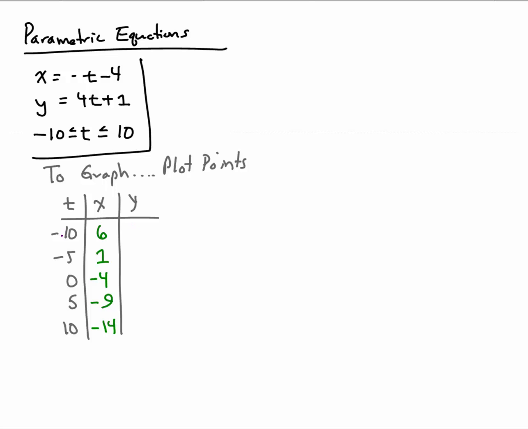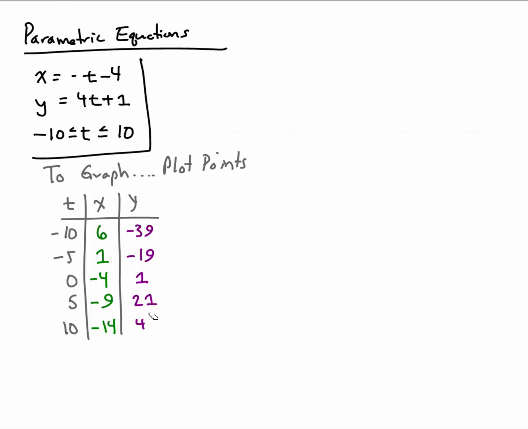Okay, so now I'm going to do the same thing for y. I'm going to take negative 10 and plug it in. I'll have negative 40 plus 1 is a negative 39. If I plug in a negative 5, I have a negative 20 plus 1 is a negative 19. If I plug 0 in, 4 times 0 is 0. 0 plus 1 is 1. And if I plug in a 5, I have 5 times 4 is 20 plus 1 is 21. And if I plug in a 10, 4 times 10 is 40 plus 1 is 41.